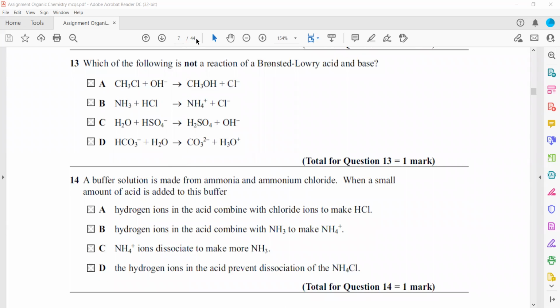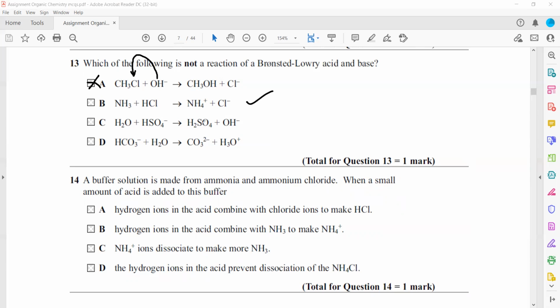Then, which of the following is not a reaction of Bronsted acid and base? Acids are proton donors, bases are proton acceptors. So when we apply this definition, basically this is not an acid base reaction, it's a substitution reaction, a nucleophilic substitution reaction. So A is wrong, not the acid base reaction. A is a nucleophilic substitution.